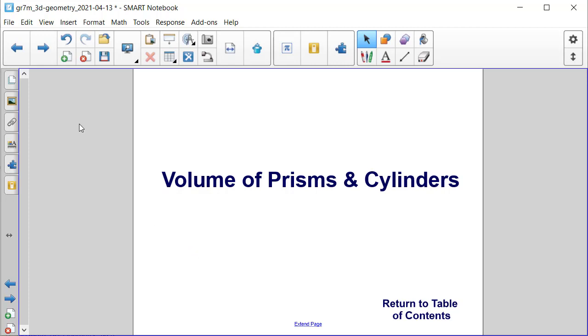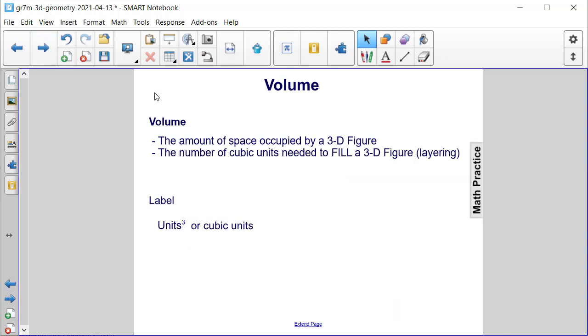Volume of prisms and cylinders. Volume is the amount of space that is occupied by a three-dimensional figure. It also references the number of cubic units needed to fill a 3D figure, such as layering, or you could think of if you're trying to fill a cup with water. You're filling it with cubic units of measurement.